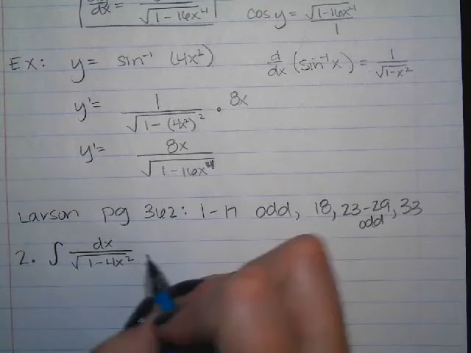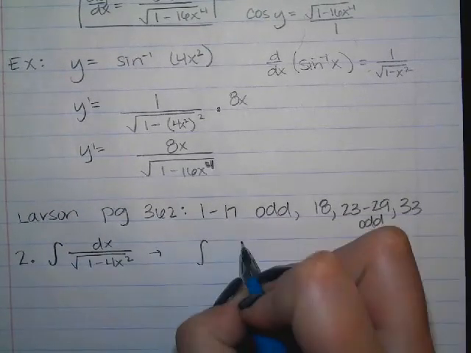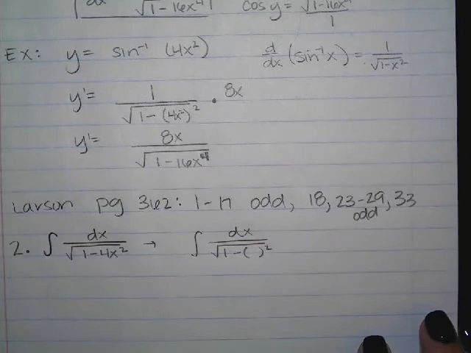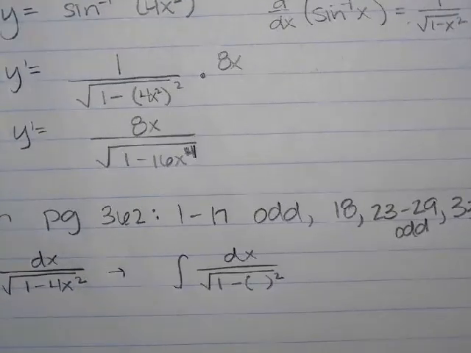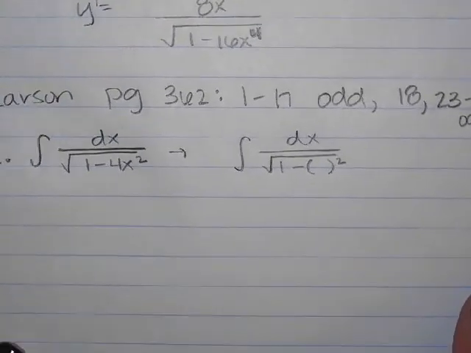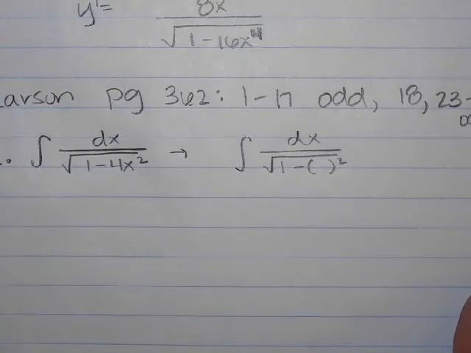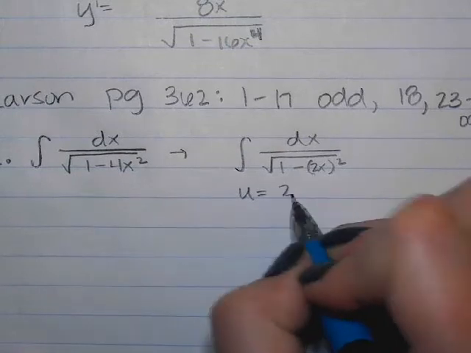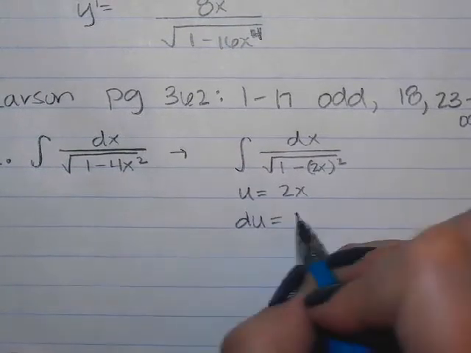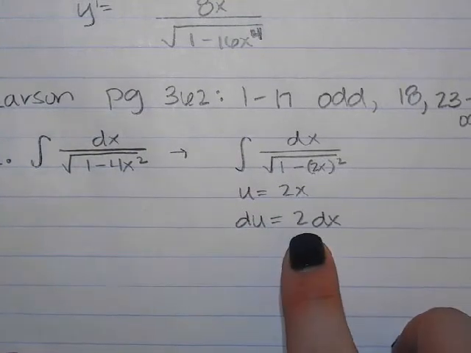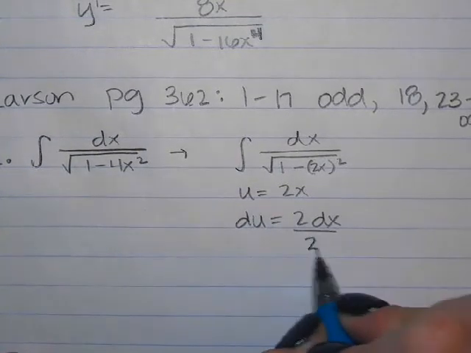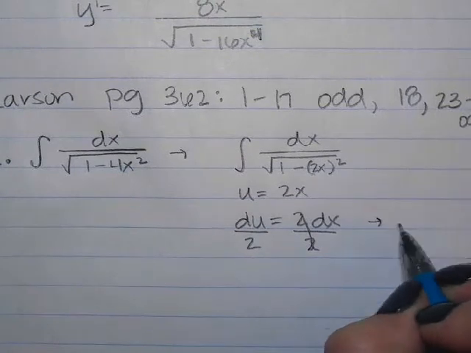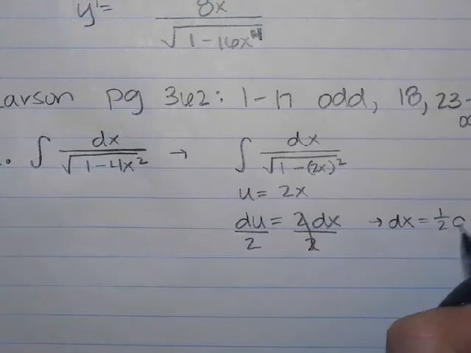Okay, so I'm going to rewrite this problem as dx over square root of 1 minus something squared. And that something squared is going to help me figure out my u because it's the inside of the function. Does that make sense? So it's 2x, which means that my u is 2x, which means that my du is 2dx. And I do not have a 2 hanging out, so I need to divide by 2. Where would the 2 have been if it was hanging out? It would have been on the top. Okay. So what I have is that dx equals 1/2 du.